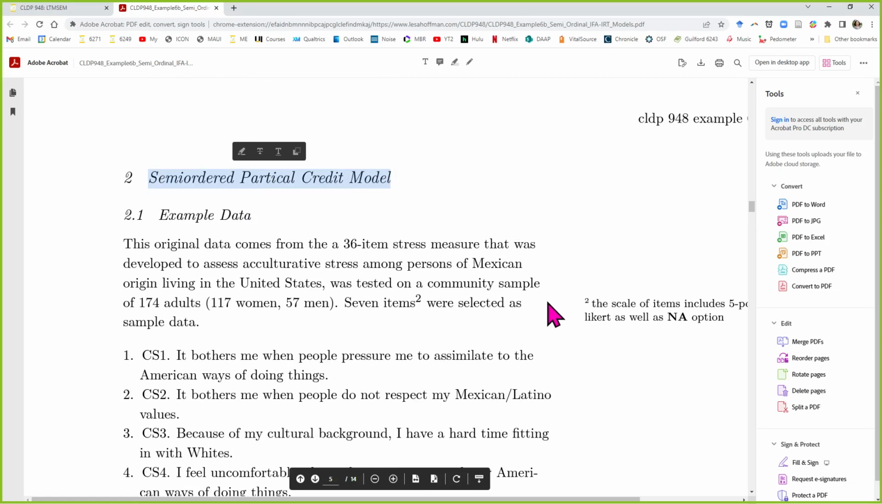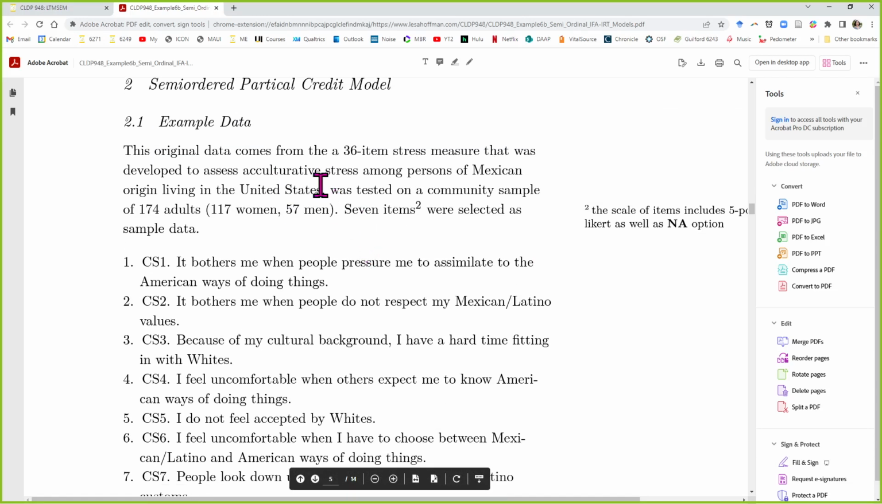Semi-ordered partial credit model. There is a line of research, Corinne Huggins Manley is the lead author on that, and one of the articles is on your reading list for how to fit this model. This is measuring acculturation in a sample of persons who are of Mexican origin living in the United States. And there is a not applicable option as part of the scale. So rather than just throw those responses away or treat them as missing, we can include that as part of the measurement of our trait.